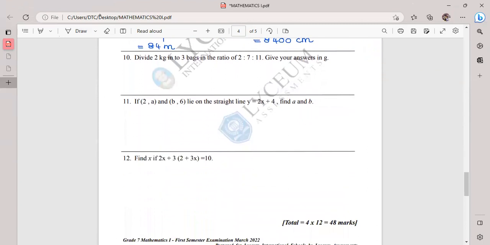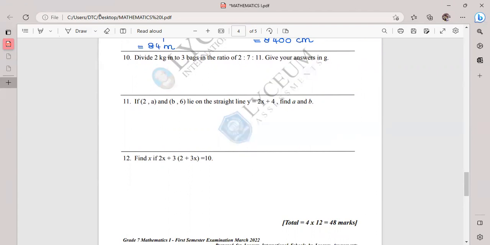Right, so then we'll move to question number 10. You have 2 kilograms and you're going to divide this 2 kilograms into 3 bags. The ratio is 2 to 7 to 11. Children, when you have this kind of thing, you want to understand. Let's say that the first bag is getting 2 grams and the second bag is getting 7 grams. And the third bag is getting 11 grams.